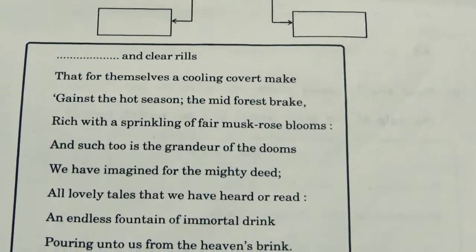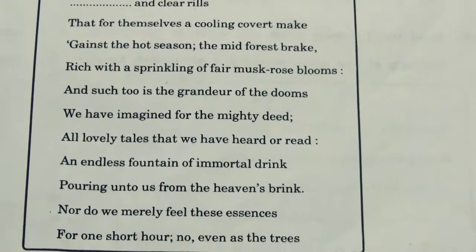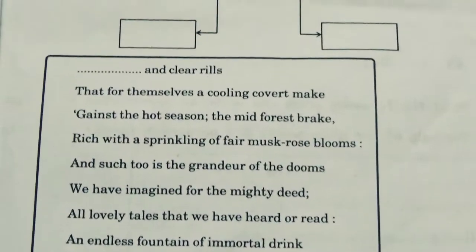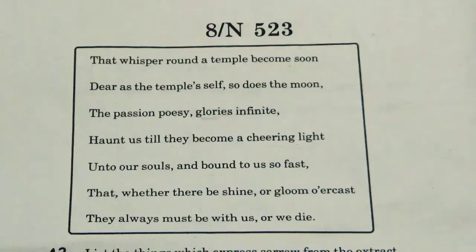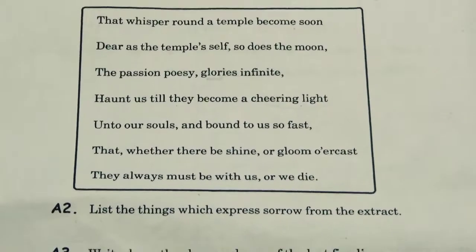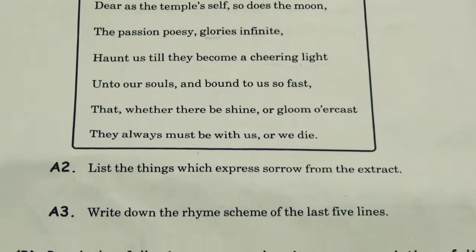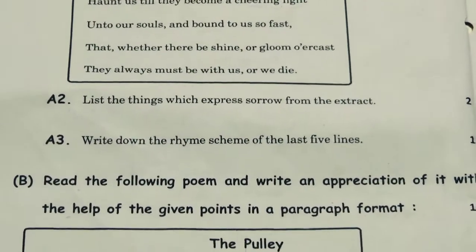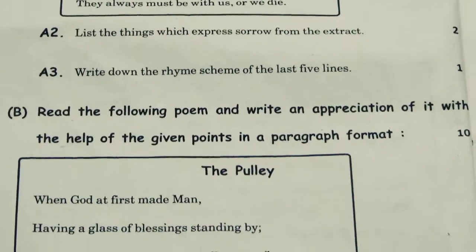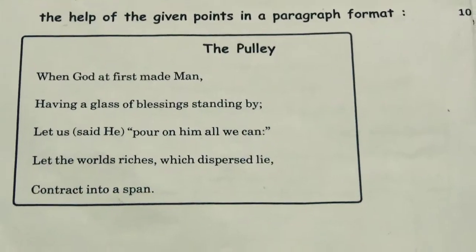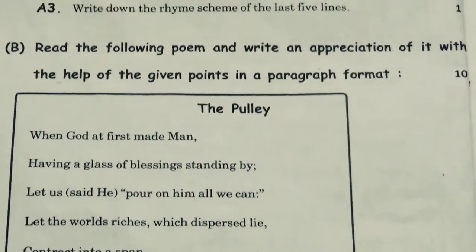Section 3 is all about poetry, which is similar to what we have seen in the past. One excerpt has been given, and based on that, the questions have been asked. Again, there are very objective questions. So reading it thoroughly once should help the students find the correct answers. As you can see, they have asked for the rhyme scheme, which is pretty easy to identify.